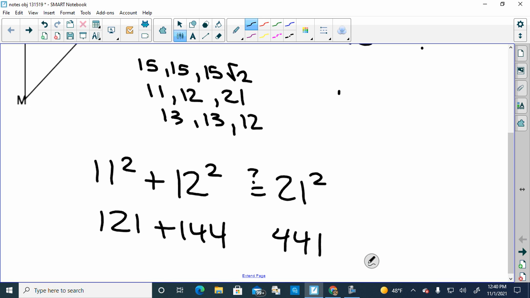So 121 plus 144 gives me 265. So obviously it does not equal that one. So that means that this one is the bigger one.